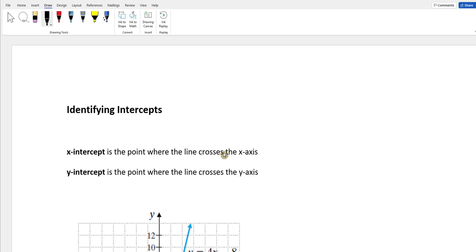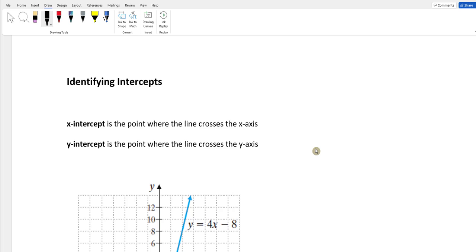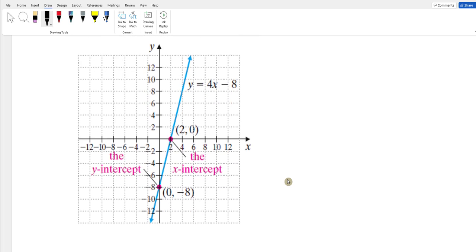In this video, I will talk about intercepts and vertical and horizontal lines. So first, let's talk about intercepts. We have an x-intercept, and that's the point where the line crosses the x-axis, and the y-intercept is the point where the line crosses the y-axis.